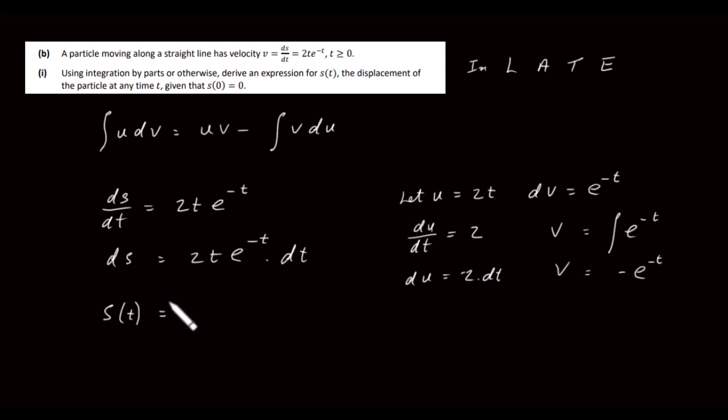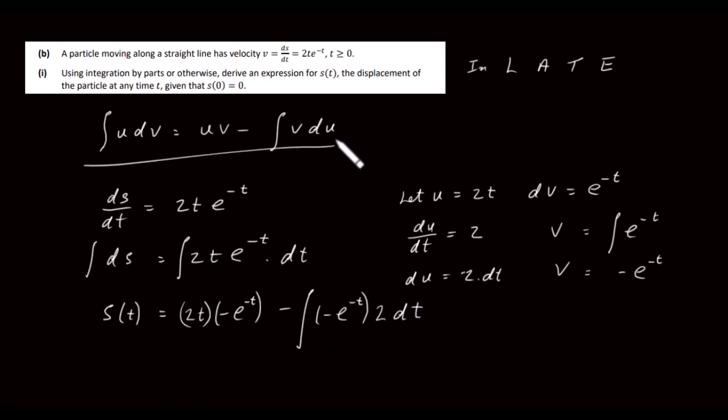So let's just substitute everything in here. Here I've just integrated both sides. We have u times v. u is 2t, so we've got 2t, and we multiply that by v. v is minus e to the power minus t. Then you've got minus the integral of v, so it's minus the integral of minus e to the power minus t, and du. du is 2 dt. So that's our integration by parts formula, if you like.